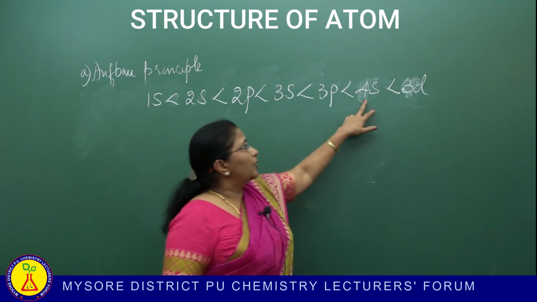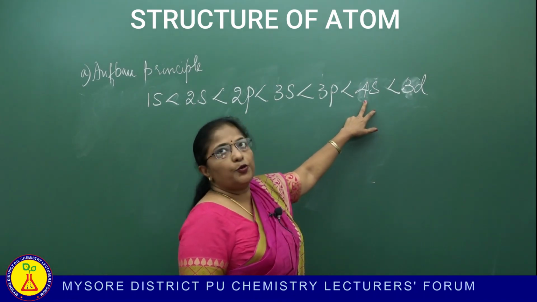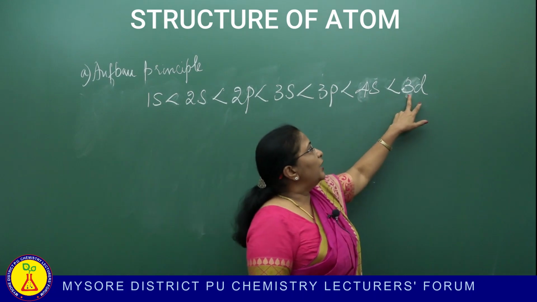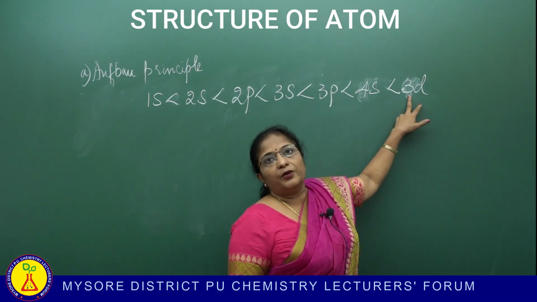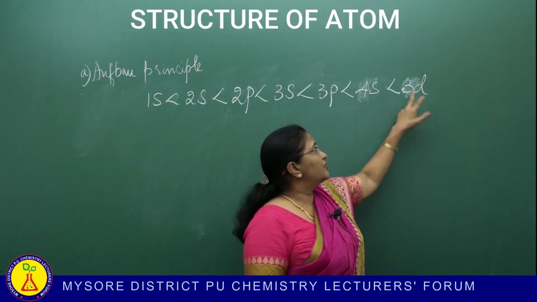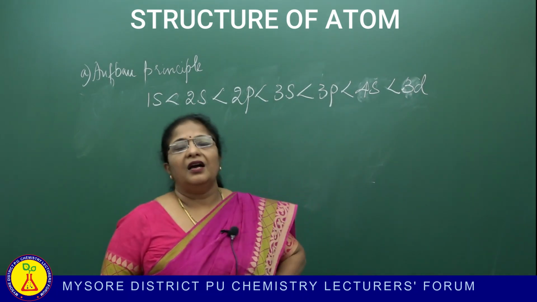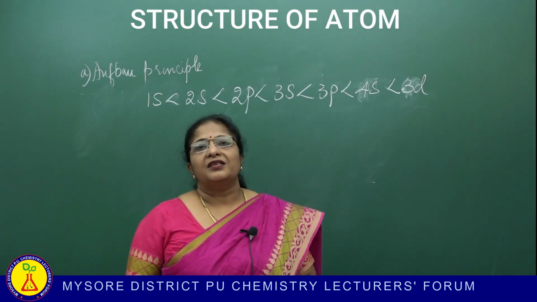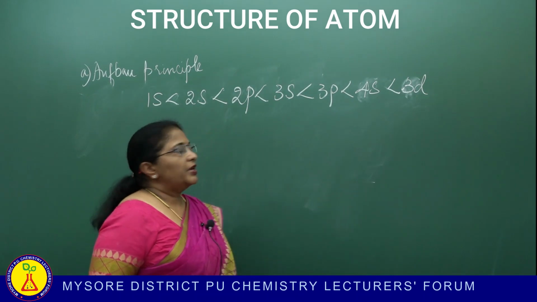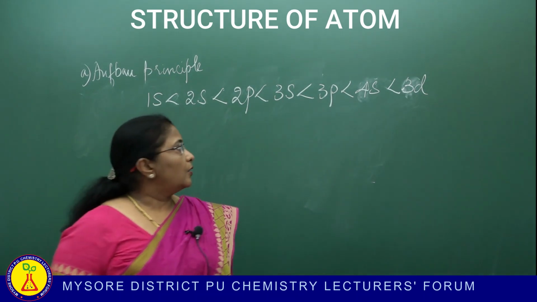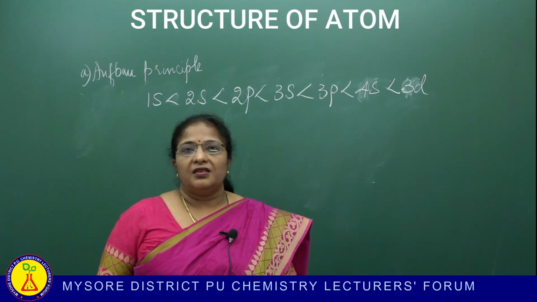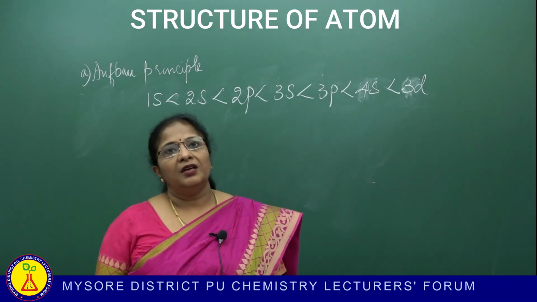The value for n plus L here is going to be 4, while for 3D it is going to be equal to 5. Hence the 3D orbital has a higher energy level as compared to the 4s orbital when you consider a multi-electron system.